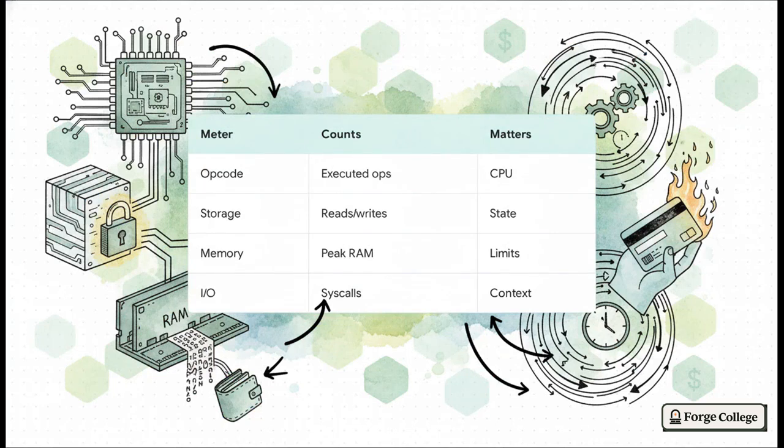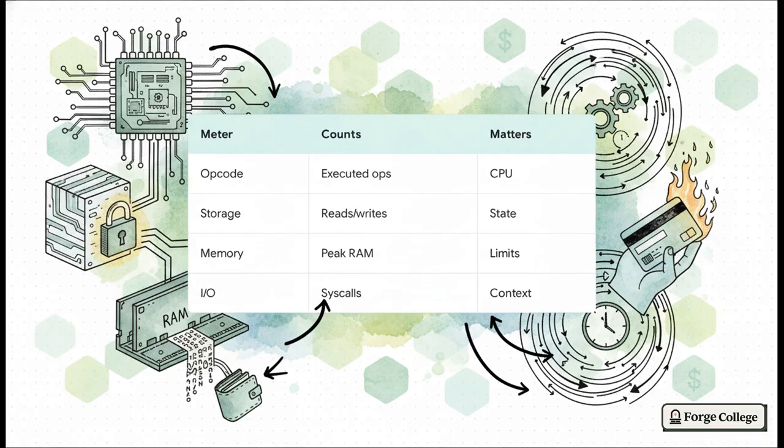So let's look at the four main resource buckets the runtime is tracking. First up, opcode and instruction counts. This simply tracks your basic CPU-bound cost. Second, and this is a huge one, storage access. Reading and writing to persistent state. This drives long-term node costs, so it carries a massive unit weight.